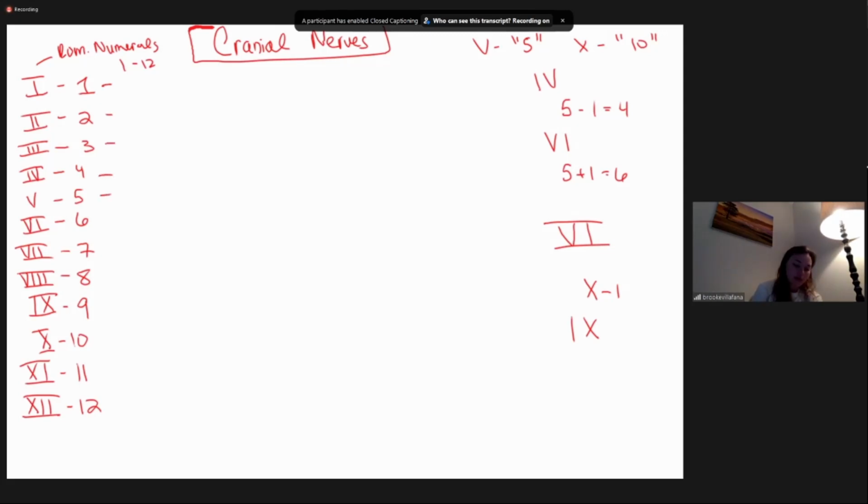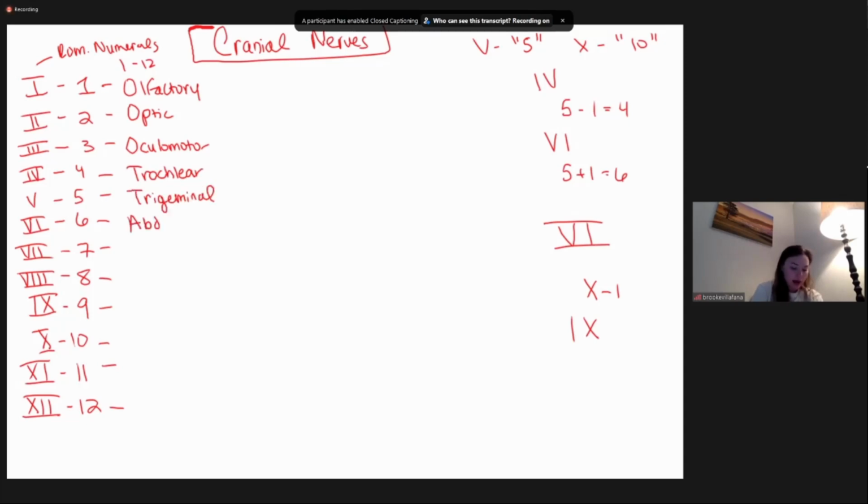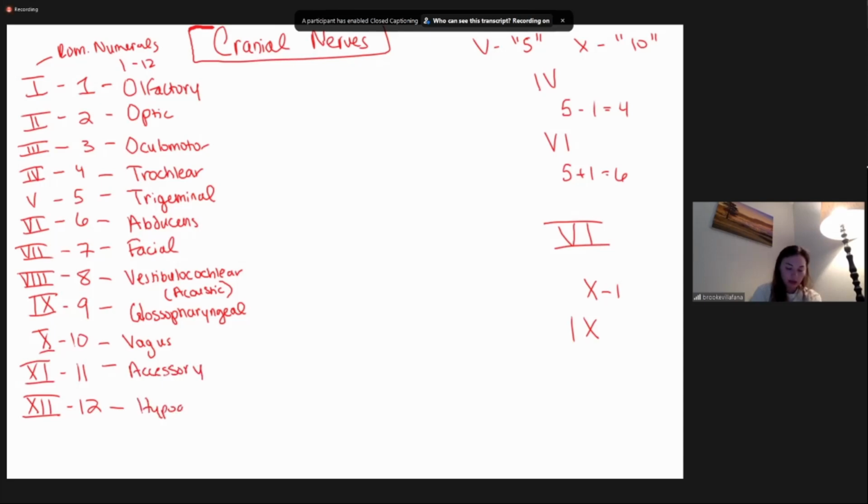Then you need to know the names. So you need to memorize the cranial nerves 1 through 12 and their names. So 1 is olfactory, 2 is optic, 3 is oculomotor, 4 is trochlear, 5 is trigeminal, 6 is abducens, 7 is facial, 8 is vestibulocochlear, also called acoustic, 9 is glossopharyngeal, 10 is vagus, 11 is accessory, and 12 is hypoglossal.